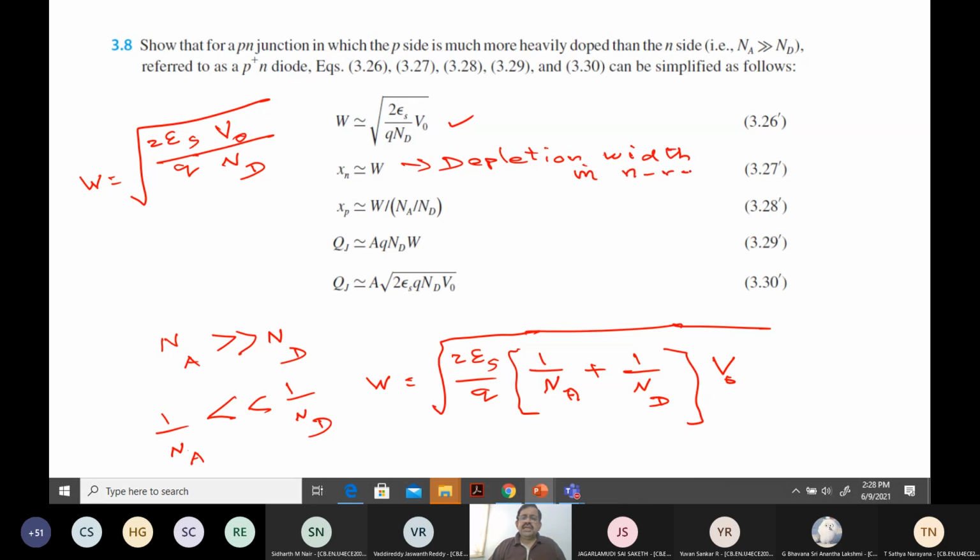So what does it say? It says most of the depletion region is in the lightly doped region. That's what we have to show. So what is the expression for this one?